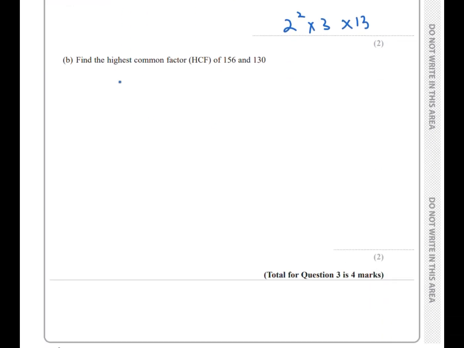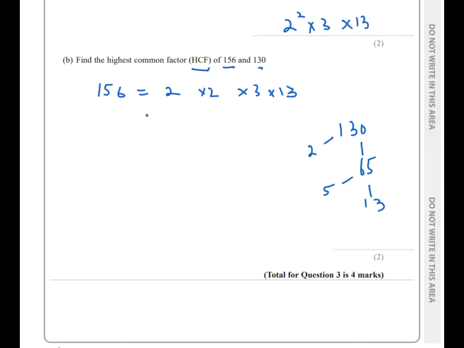Now, if we look at part B, it says find the highest common factor, HCF, of 156 and 130. How can we figure that out? We know the prime factors of 156 are 2 times 2 times 3 times 13. We're going to figure out the prime factors of 130 in the same manner. It's going to give us 2 times 65, since 2 times 6 is 12 and 2 times 5 is 10. We cannot divide 65 by 2 or 3. We're going to do that with 5, which is going to give us 13. So the prime factors of 130 are 2, 5, and 13.